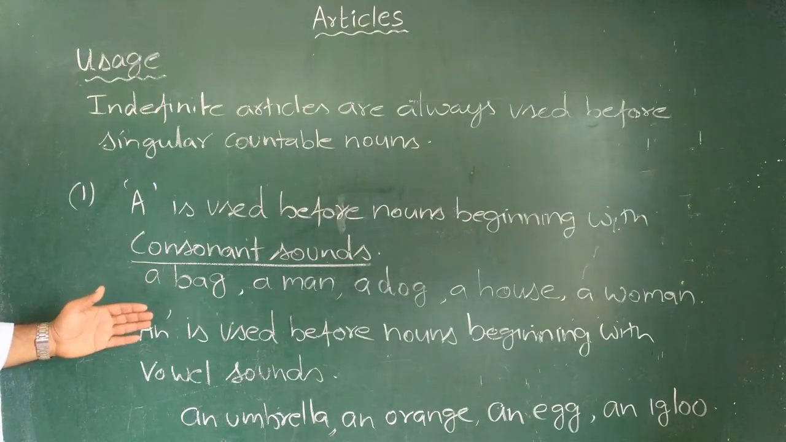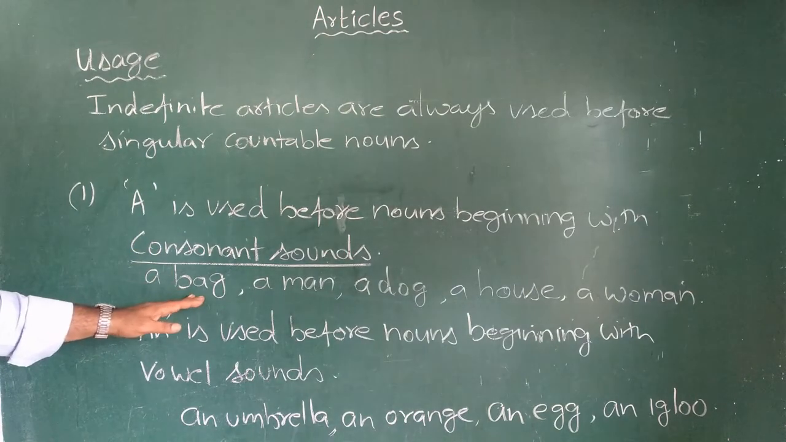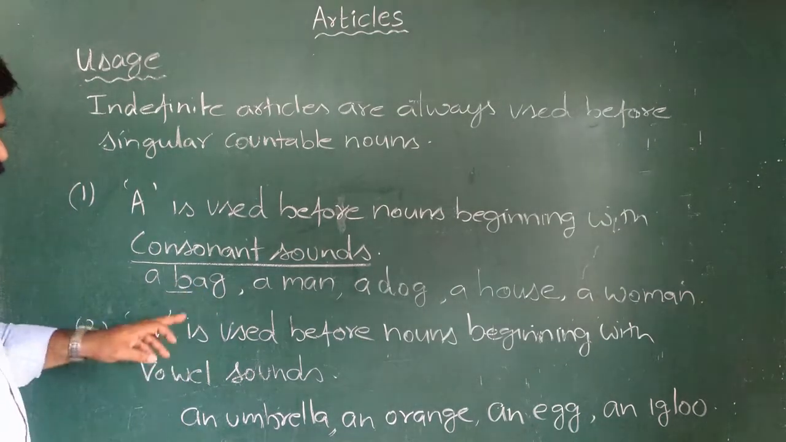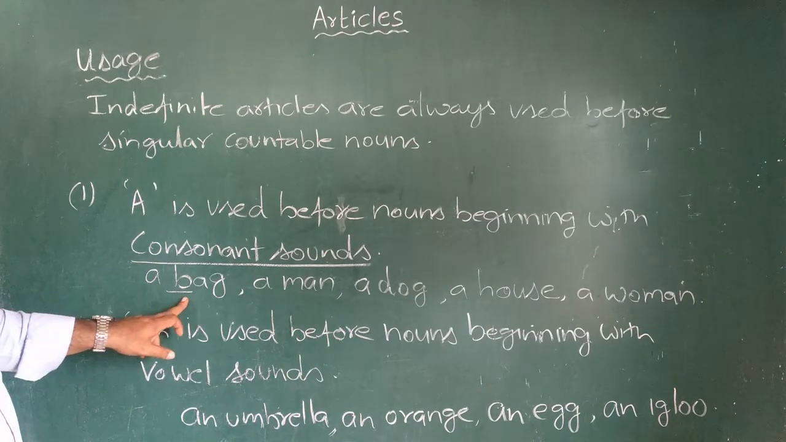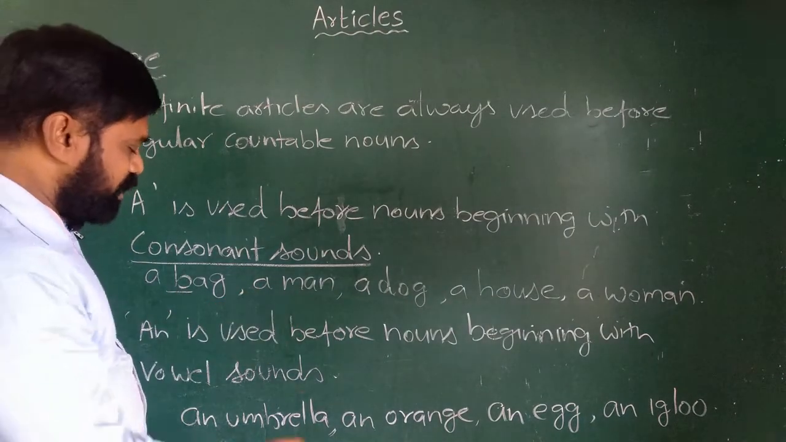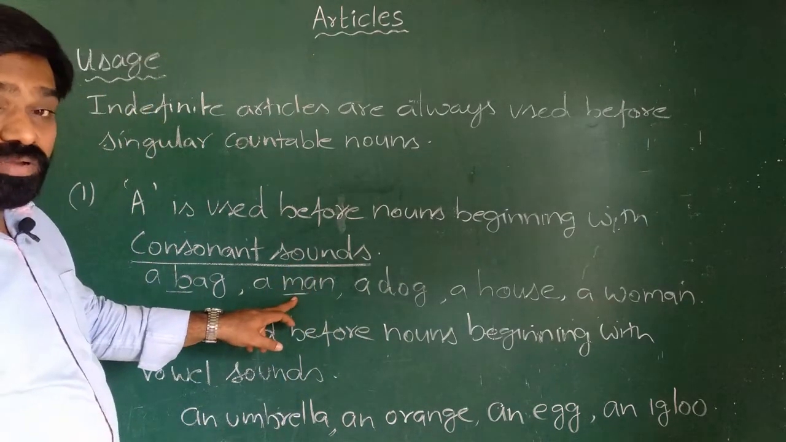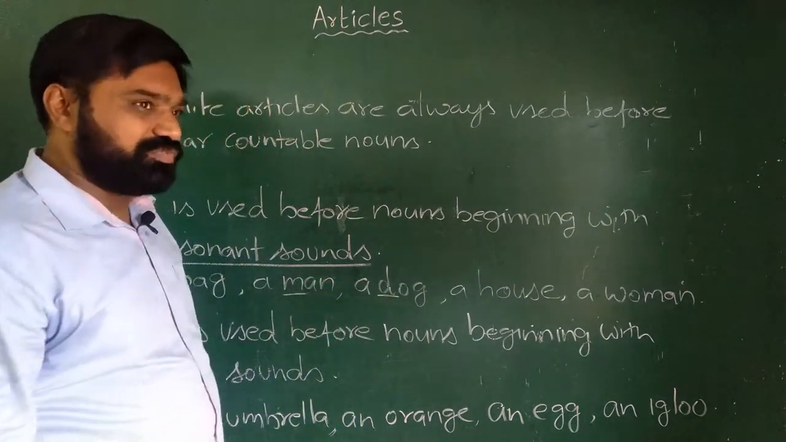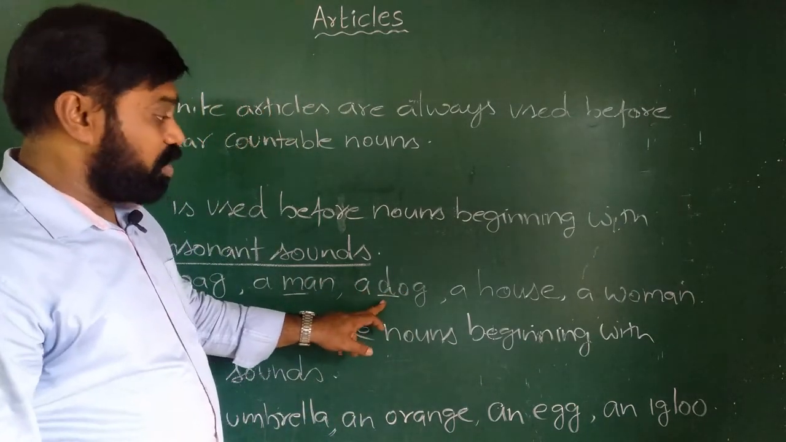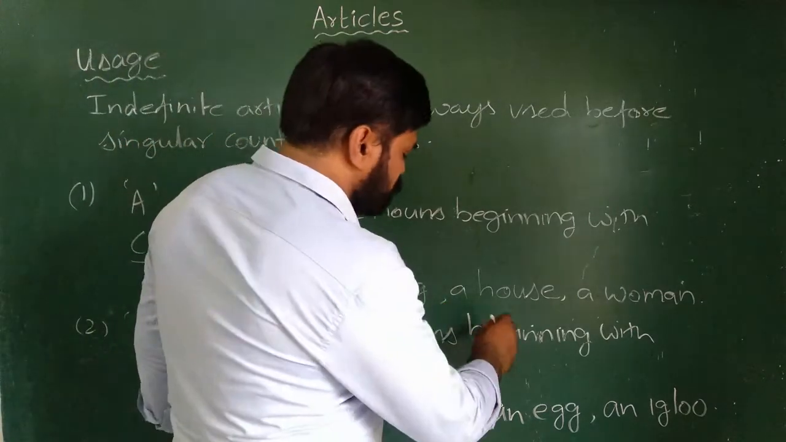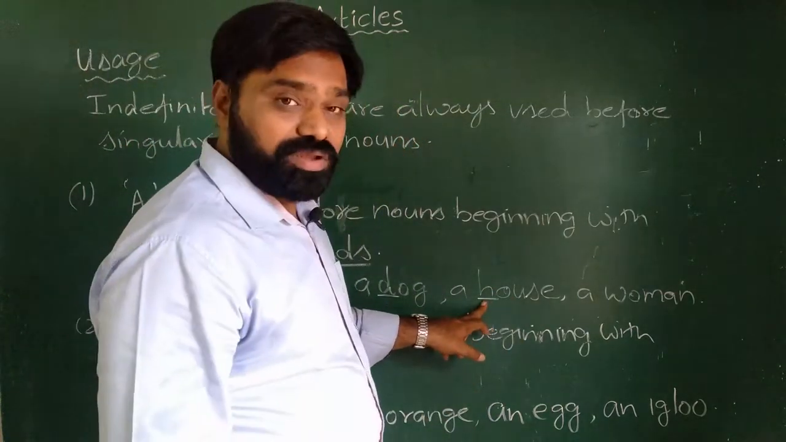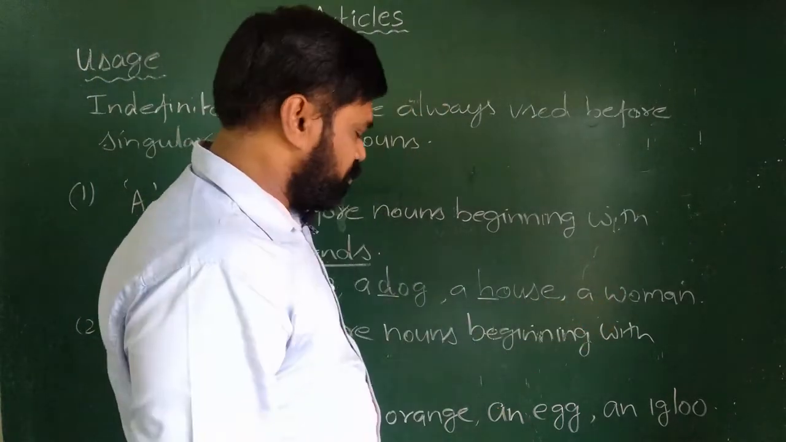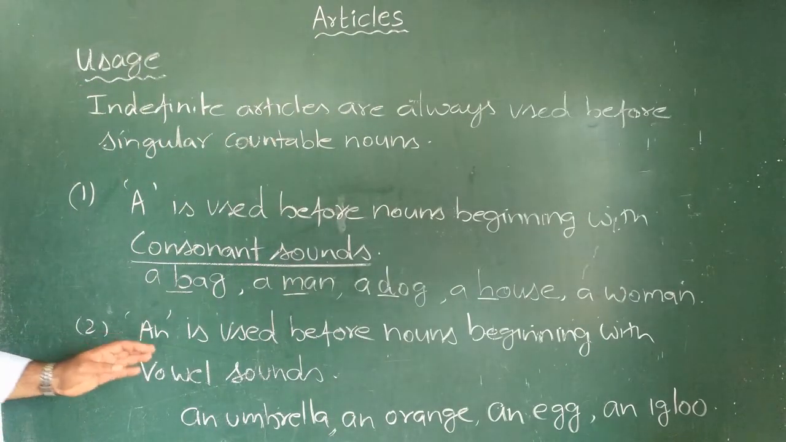So I have given some examples here. For example, a bag. Bag is a noun here, a singular noun. Now bag starts with a consonant sound b. So we use a bag. Similarly, a man. Man is a singular noun which starts with m. So a man. Similarly, a dog. Dog starts with the consonant sound d. So a dog. Similarly, a house. House is a singular noun. It starts with consonant sound h. So we say a house. Similarly, a woman.